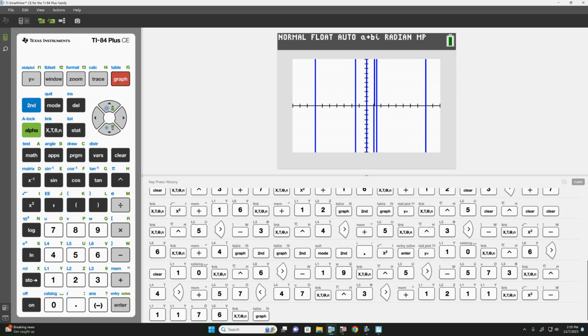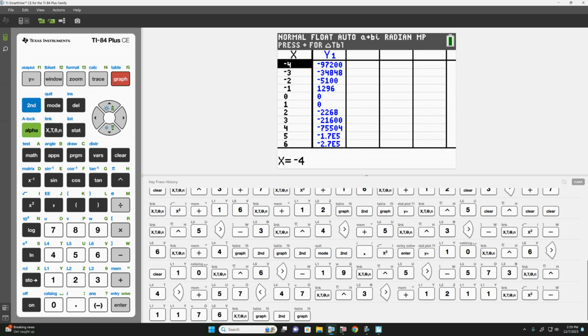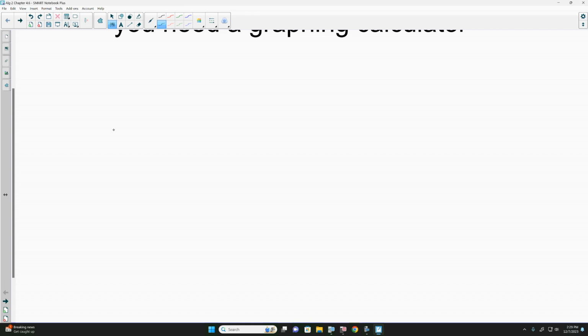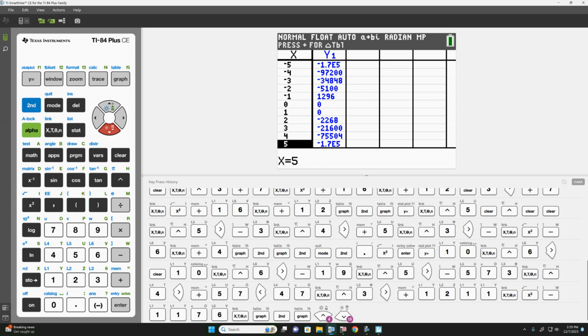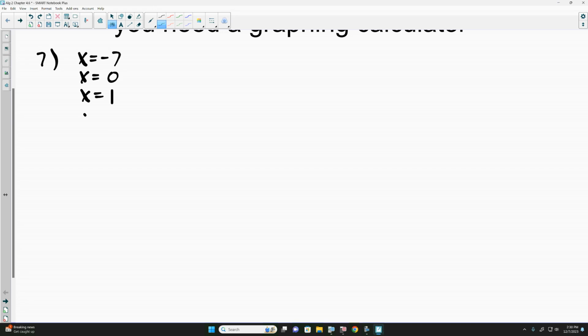We should be looking for 6 zeros here. And with graphing, we have -7, 0, 1. For number 7, -7, 0, 1, and 8. So for this one here, we should have 6 zeros, and the graphing calculator gives us 4.